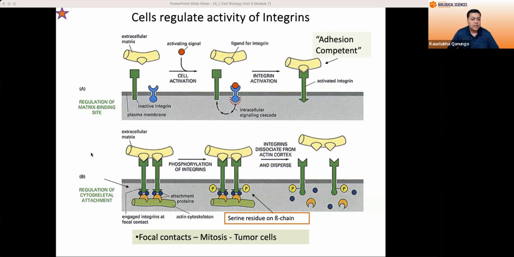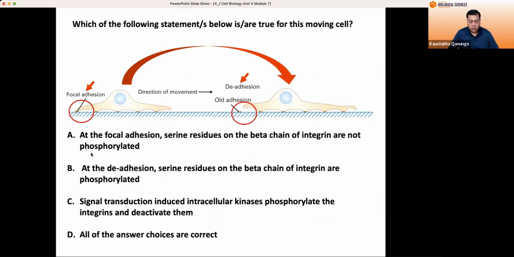So from this slide, we will go back to this. Essentially what you are seeing right here is a focal adhesion. This is one of the quiz questions that I put in there. Think about it: right here you have the focal adhesion, which is taken off from that. So this is a deadhesion. What is happening in here? At the focal adhesion, the serine residues of the beta chain are not phosphorylated. At the deadhesion, serine residues of the beta chain integrin are phosphorylated. Signal transduction induces intracellular kinases to phosphorylate the integrins and deactivate them. All of the answer choices are correct.